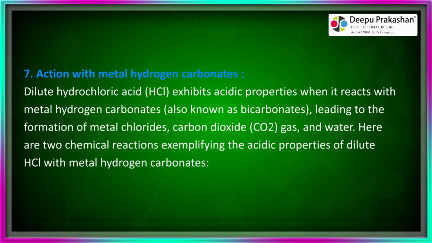7. Action with metal hydrogen carbonates. Dilute hydrochloric acid, HCl, exhibits acidic properties when it reacts with metal hydrogen carbonates, also known as bicarbonates, leading to the formation of metal chlorides, carbon dioxide, CO2, gas, and water. Here are two chemical reactions exemplifying the acidic properties of dilute HCl with metal hydrogen carbonates.